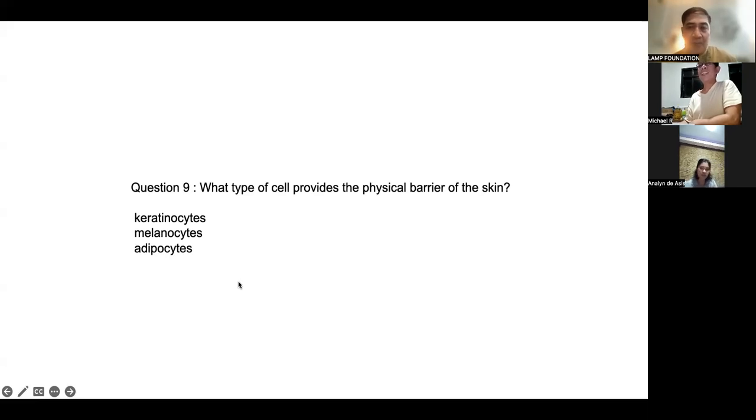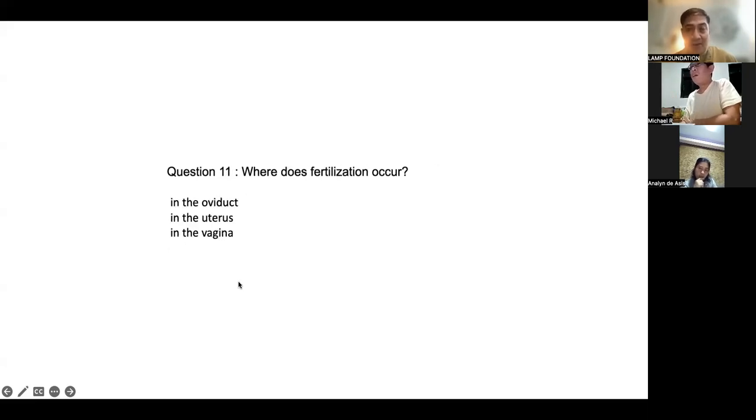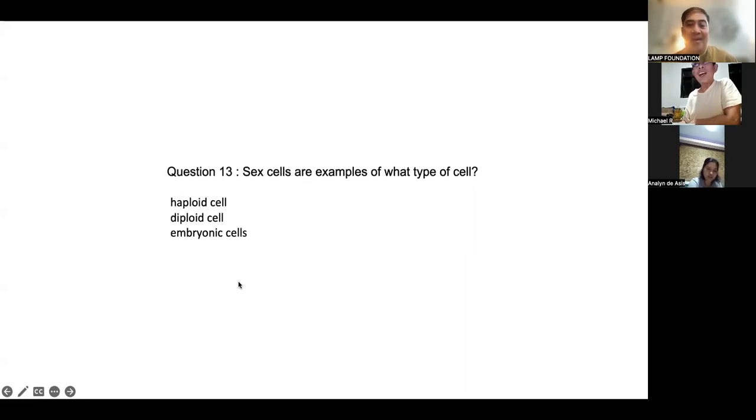Keratinocytes. What is the basic functional role of the cerebellum? Motor activity. Where does fertilization occur? In the oviduct, or fallopian tube. Okay. How many chromosomes are in a haploid cell? 23. Yes.